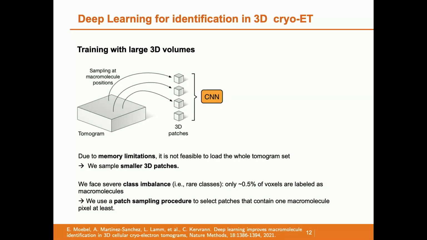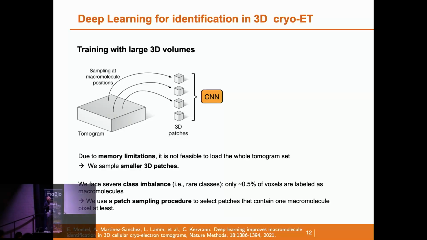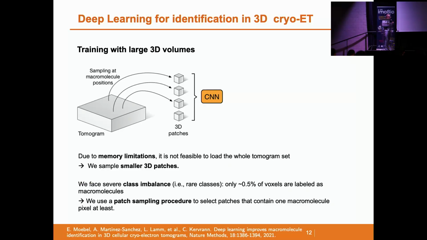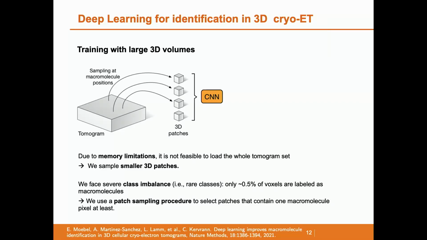First, when you try to apply techniques generally developed for 2D images, you have a few problems. First, you have a problem of memory, right? It's not possible to feed a cellular tomogram to the network, so we have to select a few 3D patches for training.